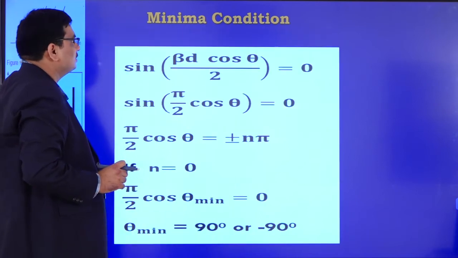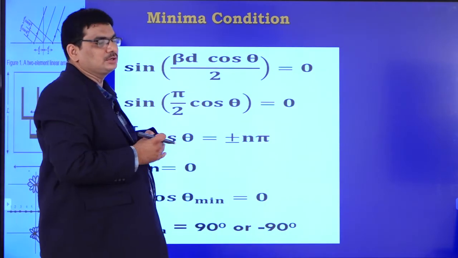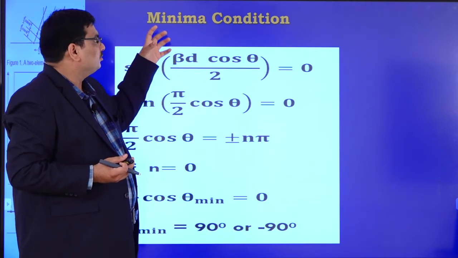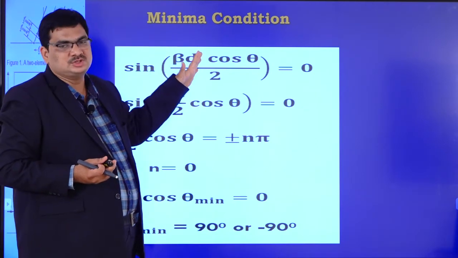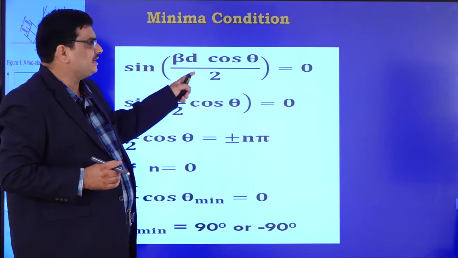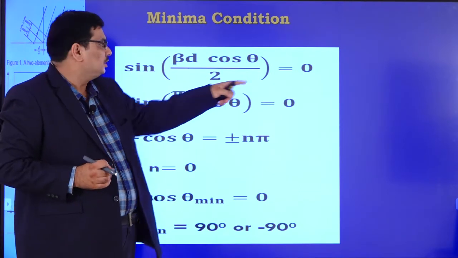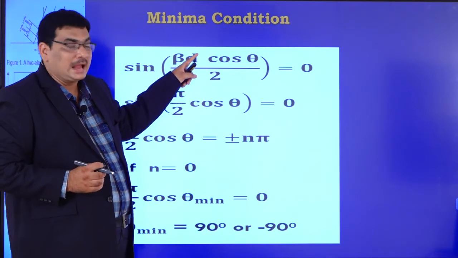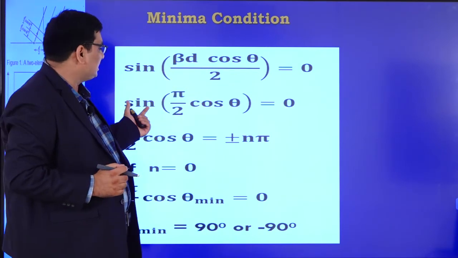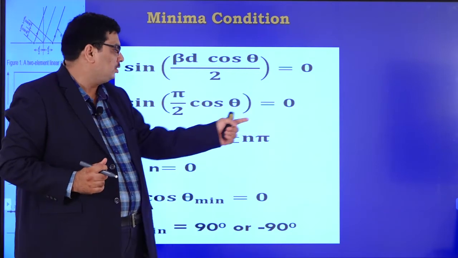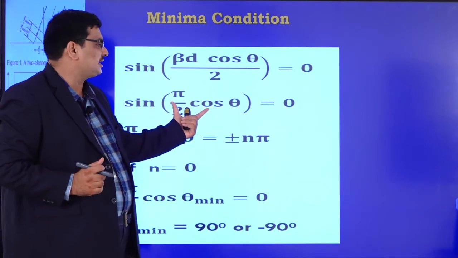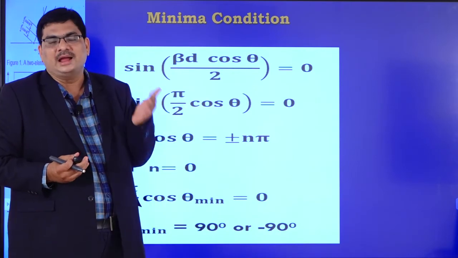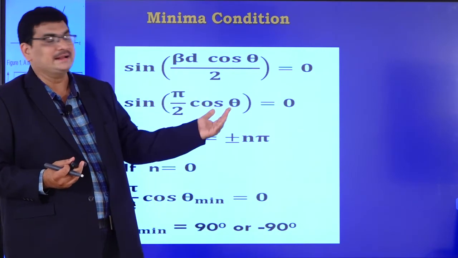Now the second case, the minima condition. For the minima condition, the phase term is equal to 0. So sin(βd cosθ/2) is equal to 0. Substituting β equal to 2π/λ and d equal to λ/2, we get sin((π/2) cosθ) equal to 0. That means (π/2) cosθ is equal to sin inverse of 0, which is 0 degrees or 180 degrees.